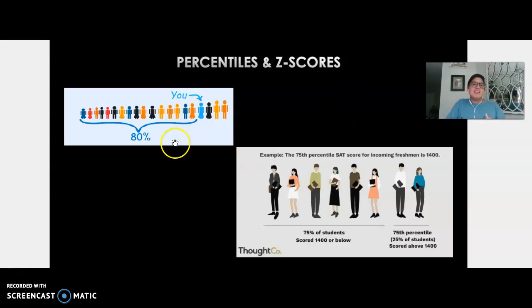So that's going to conclude our lesson on percentiles and z-scores. In the next lesson, we'll introduce the normal model and start getting more into the normal distribution.